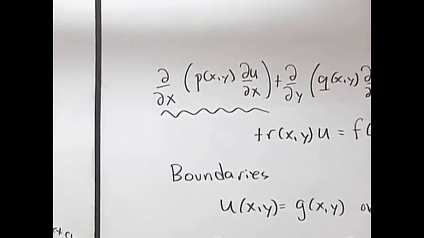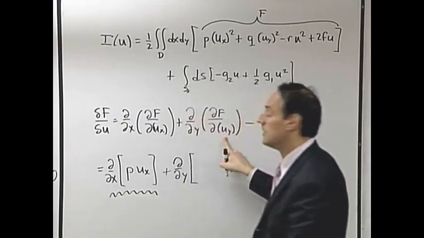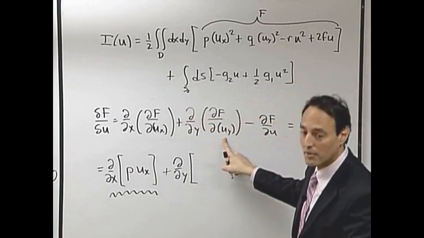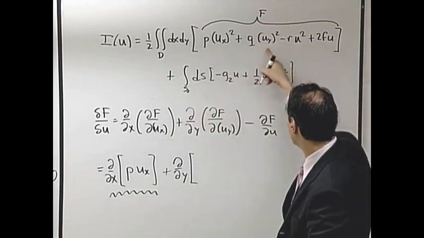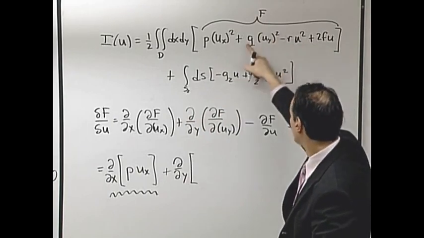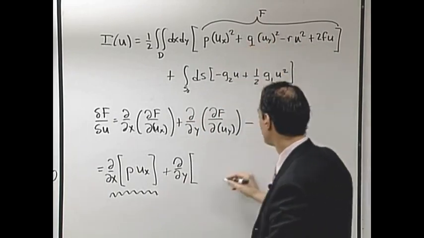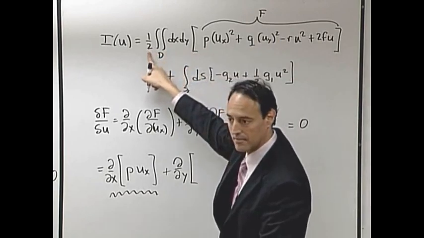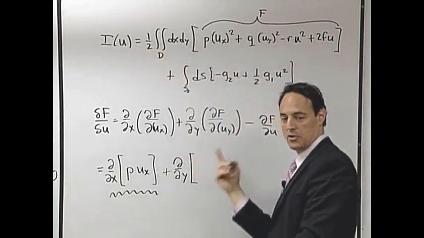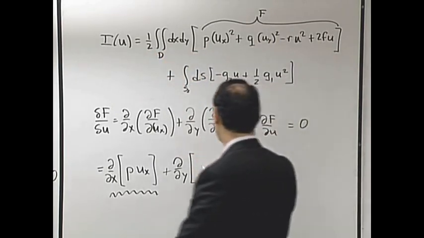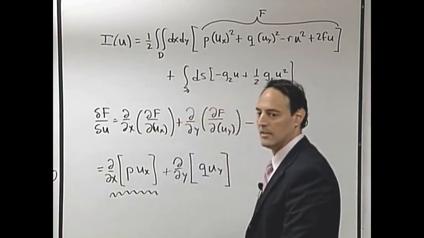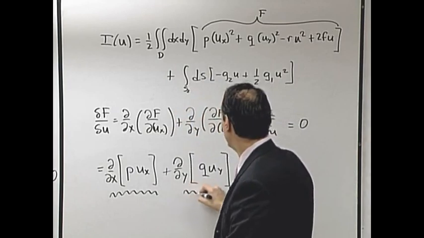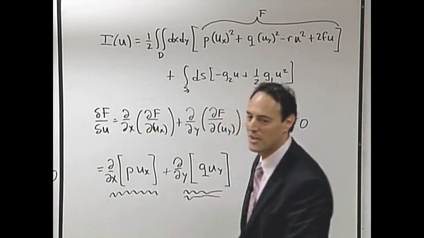Now let's go to this term, plus d dy. Now take the u y derivative. Where do you see u y here? Well, it's not there. It's certainly not here. Right there, same thing. 2q u y. Oh, but there's a factor of 1/2. 1/2 times 2 is 1. So what I get here is q u y. Ready? Double squiggle.